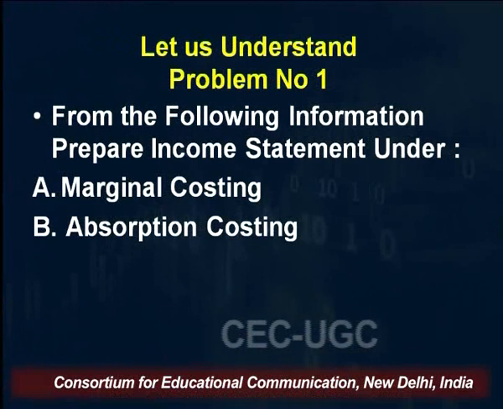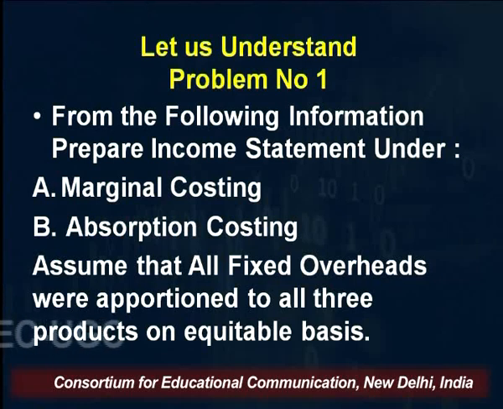Now I'll take you to a numerical problem, to which I'll also provide the solution, how to solve it. There is a company which is giving you some information to prepare an income statement under number 1, marginal costing, and number 2, as per absorption costing. So it is asking you to prepare a statement of profitability as per marginal as well as absorption costing. The question is giving you this indication that you have to assume that all fixed overheads were apportioned to all three products on an equitable basis. Equitable basis means there is equity in the apportionment of this fixed overhead, and that they have done.